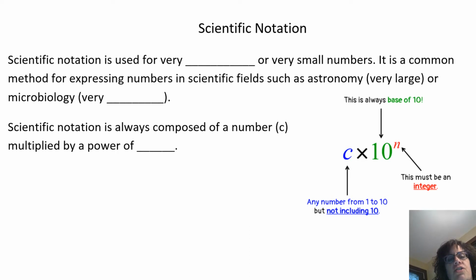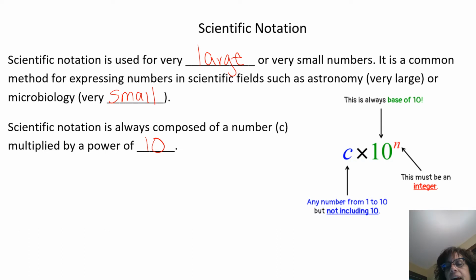Scientific notation is used for very large or very small numbers. It is a common method for expressing numbers in scientific fields such as astronomy, which uses very large numbers, or microbiology, which uses very small numbers. Scientific notation is always composed of a number c multiplied by a power of 10.